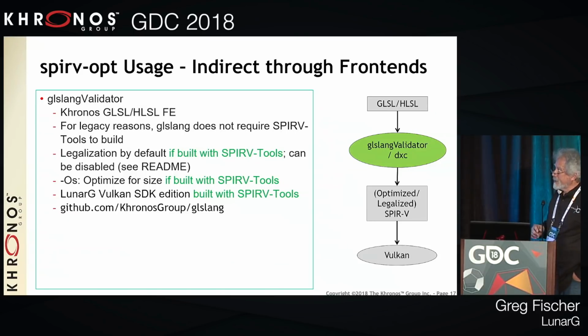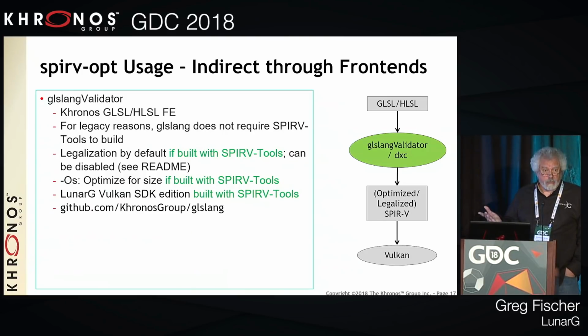And as was mentioned earlier, I think in a previous talk, SPIRV-Opt can also be called indirectly through the front end. However, and this is one of the points of the talk, due to legacy reasons, the glslang validator front end does not require SPIRV-Tools and SPIRV-Opt to be linked in when you build it.